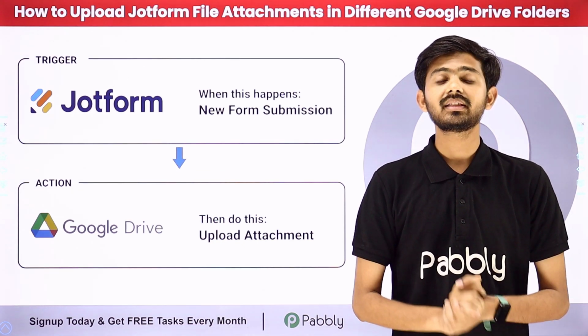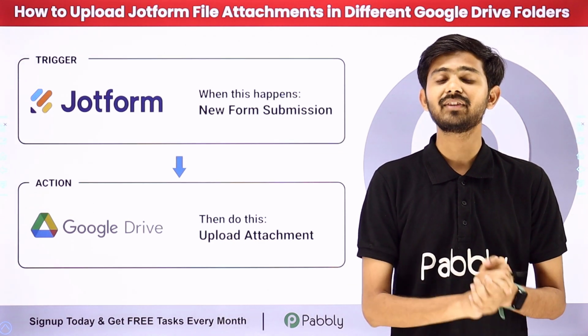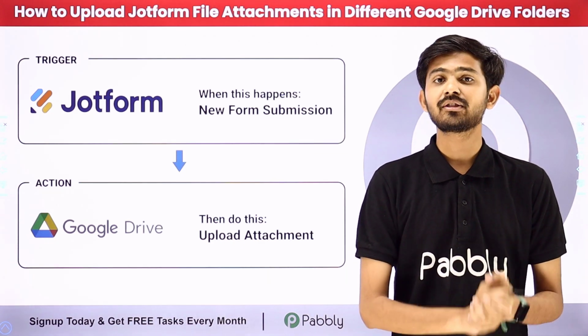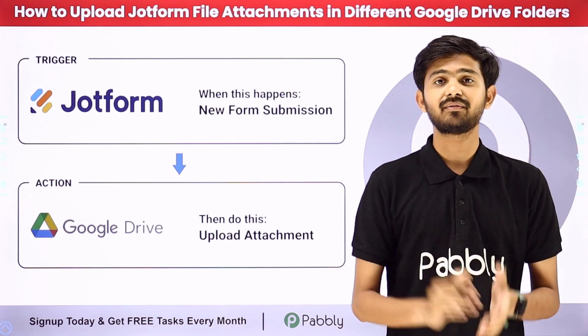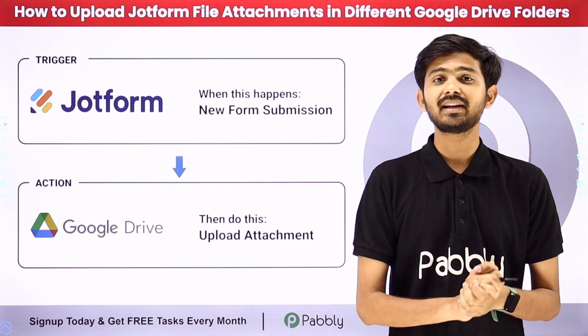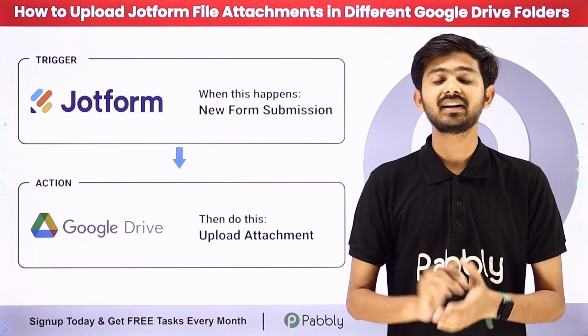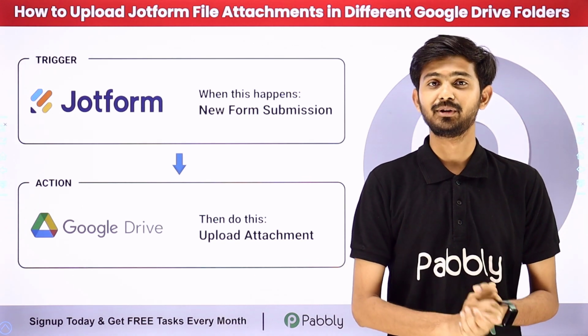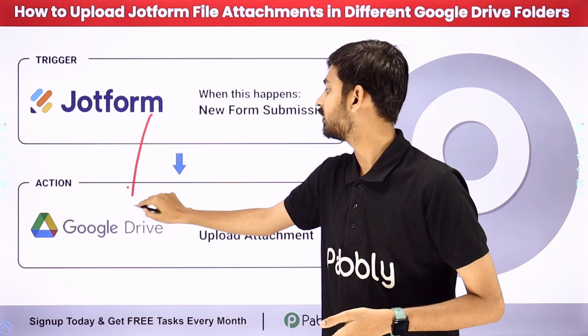So what I want to do is filter out these formats of the files and save these attachments in different folders in my Google Drive. My objective is that whenever I receive a new form submission with an attachment from Jotform, then automatically, by using the details of that form submission, I'm going to upload those attachment files in my Google Drive in different folders. For that, I have to build a simple connection between Jotform and Google Drive.